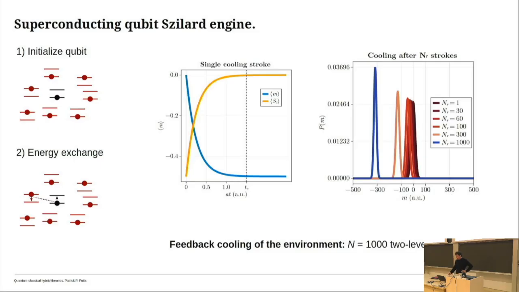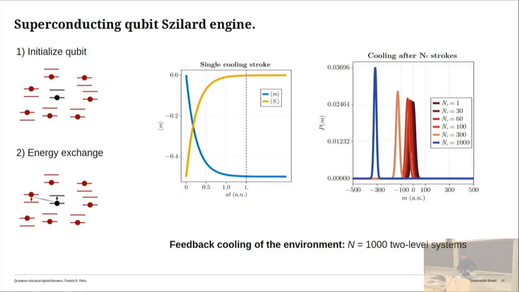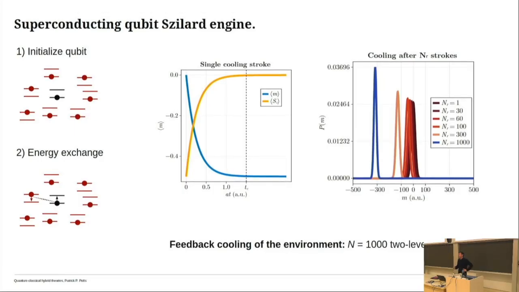And on the right, I show you the probability distribution of the magnetization as a function of the different cycle times. And you see, the more we repeat this, the more we're cooling down the environment. This peak narrows and it moves to the left. And it really becomes important once we have as many cooling strokes as we have qubits in the environment. And here we have like 1,000 two-level systems. Right. This is the most naive approach, I would say, to purifying the environment.